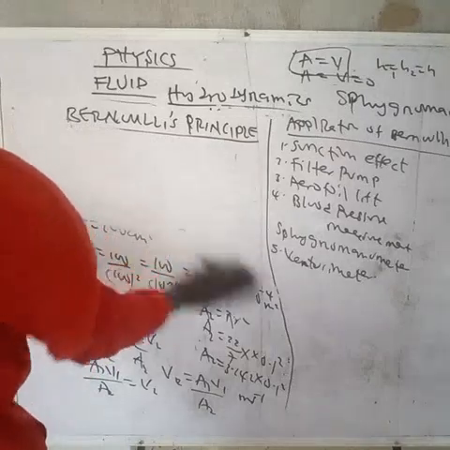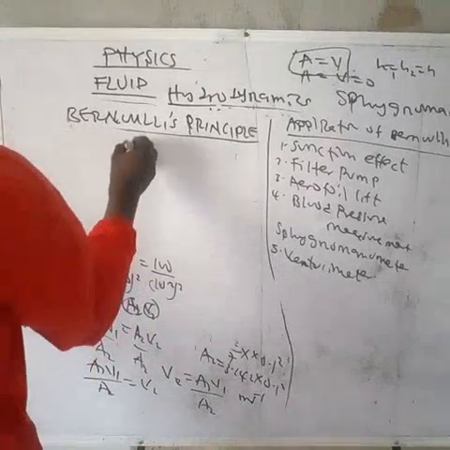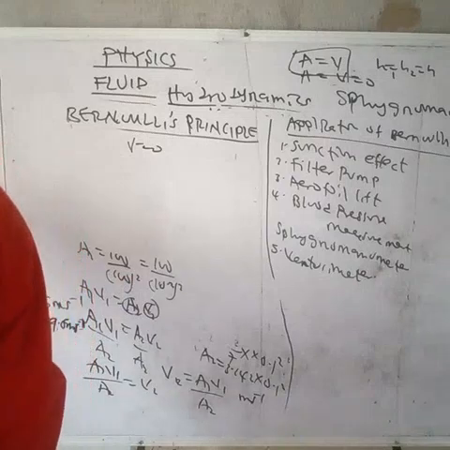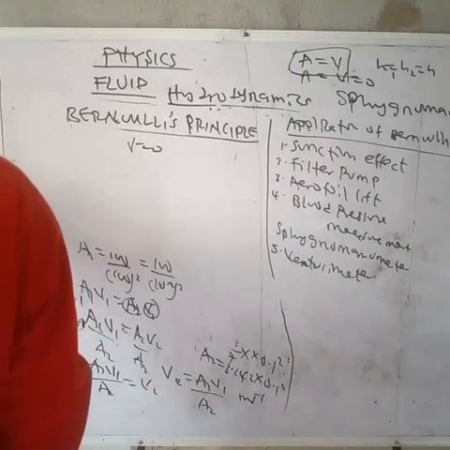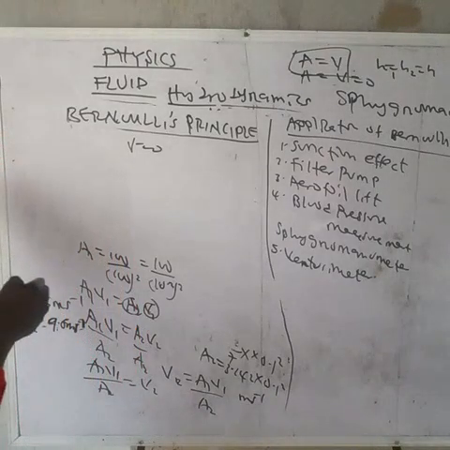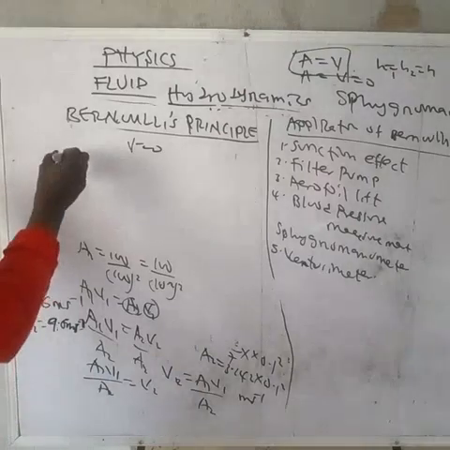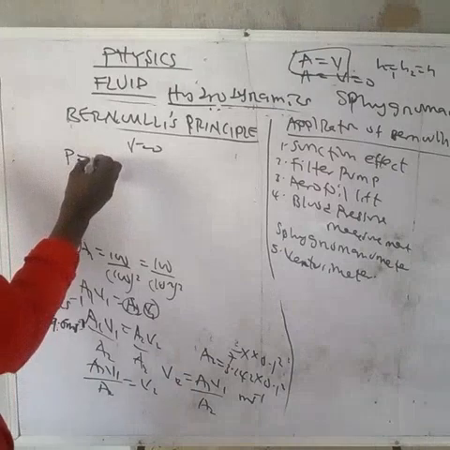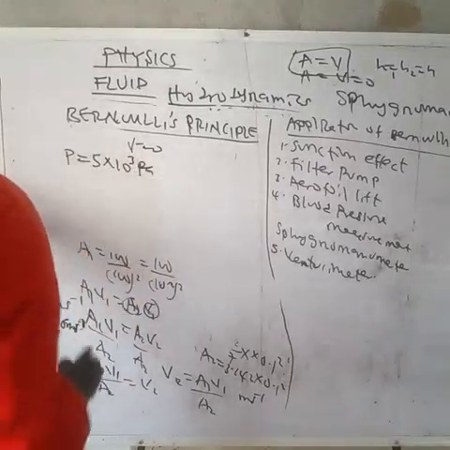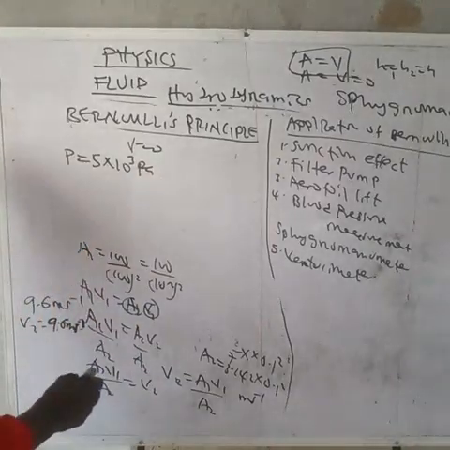Don't forget I said if it's a uniform cross section, your V is equal to 0. Alright, V is equal to 0 if it's a uniform cross section. Okay, so a long rubber hose of uniform cross section is connected to a water tap on the ground. To what height should the other end of the hose be raised so that the pressure drops by 5 times 10 exponential 3 Pascal?